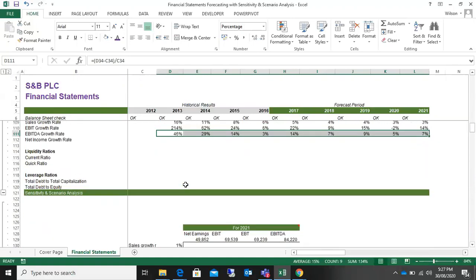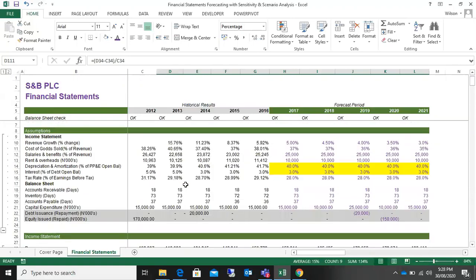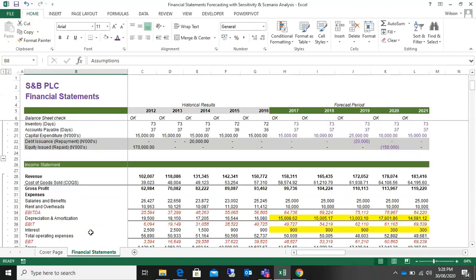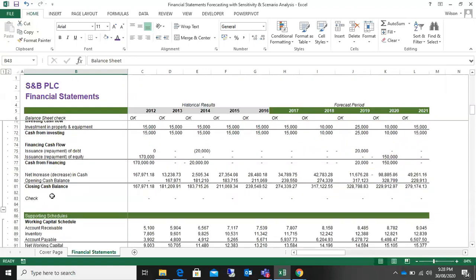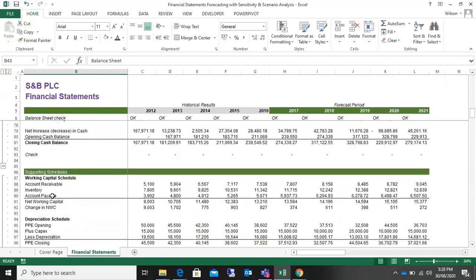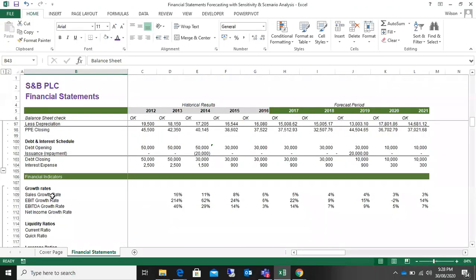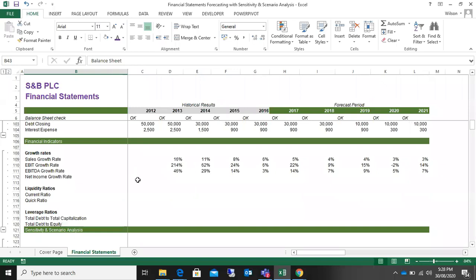All right, so this is where it comes. When you are preparing a financial model, the standard way to do that is at the top, you have your assumptions, followed by your income statement, followed by your balance sheet, followed by your cash flow statement, followed by your supporting schedules, and lastly, financial indicators and sensitivity and scenario analysis. So please ensure you follow this step by step. And if there's anything you don't understand, please ask. We always emphasize the need for you to ask questions.